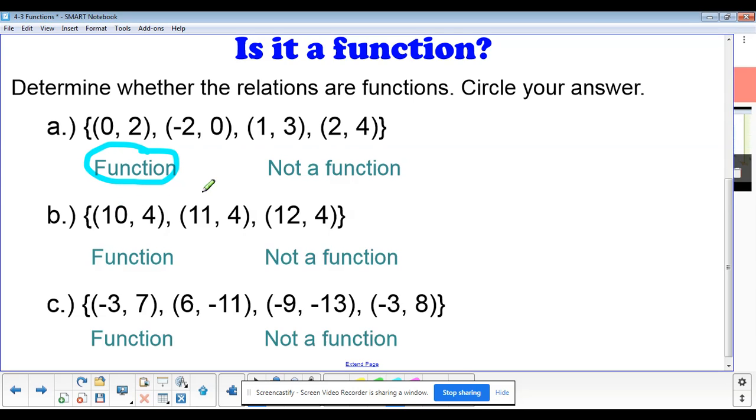Next up, we have 10, 11, 12. Those are all different numbers. It's a function. Notice, it does not matter if the y values repeat. That's okay. The y values can all be exactly the same. We just care if the x values are different. And since the x values are different, we're good to go. In the last one, we have -3, 6, -9, and -3. Uh-oh, we see that -3 happens twice, so it is not a function.